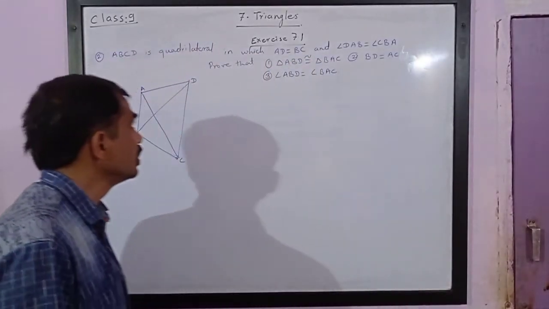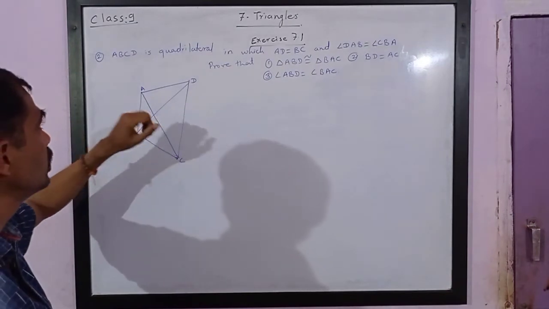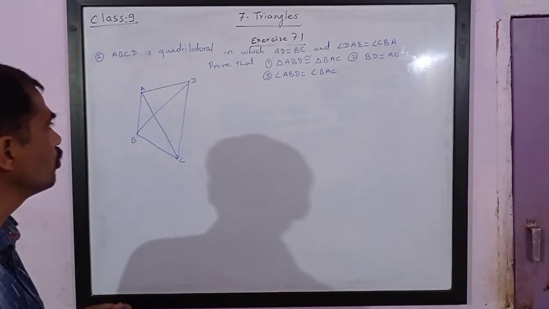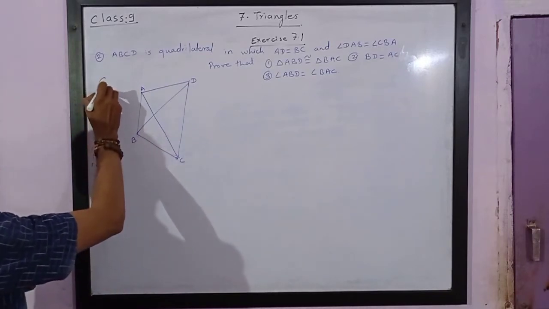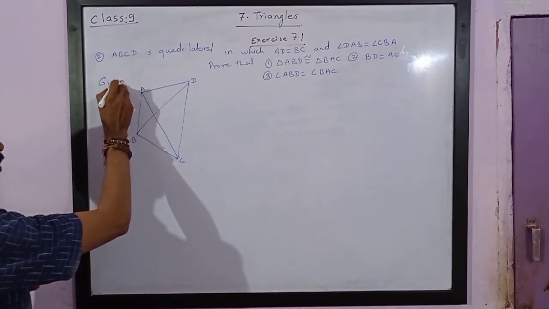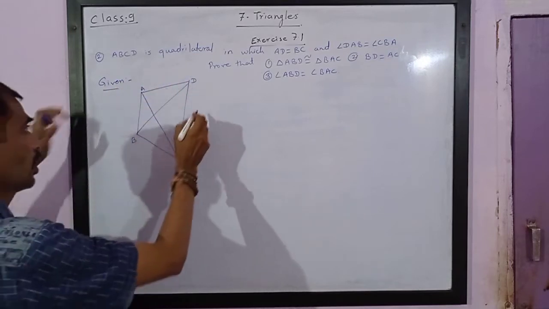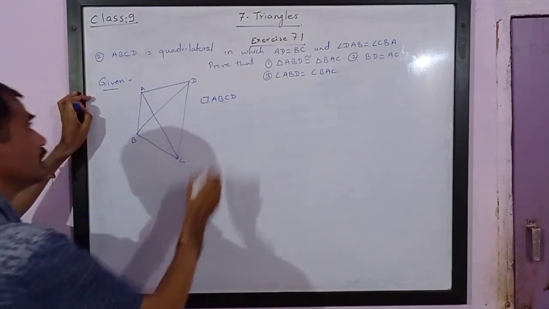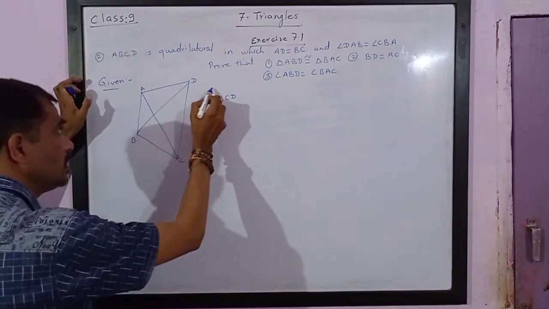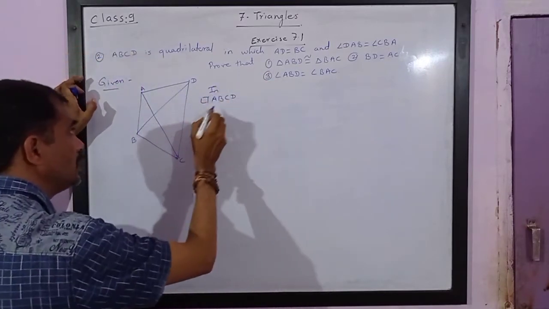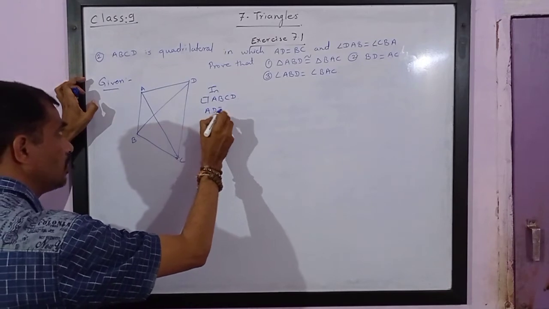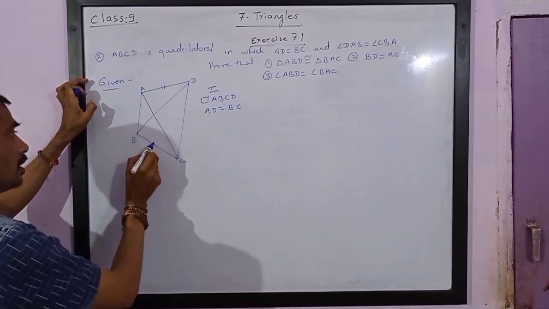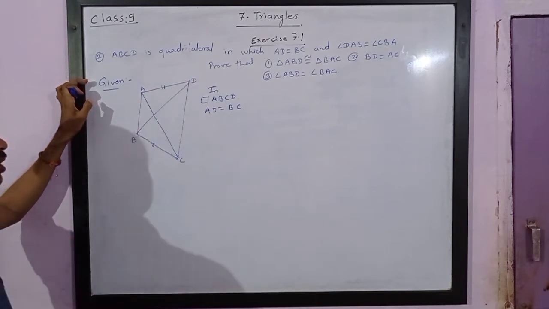Dear friends, in exercise 7.1, we have the second question. ABCD is a quadrilateral, and we are given the figure. In quadrilateral ABCD, we are given AD is equal to BC. Please note, this is AD and this is BC. AD side is equal to BC.